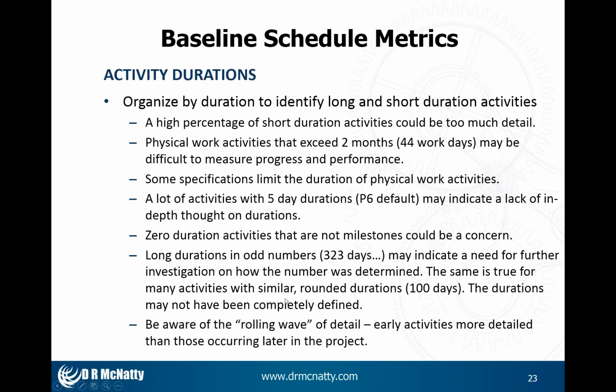The same thing when I see I've got a bunch of activities that have 100 days. Well, is that just a swag number that's going to change in the future? How did this get defined? I want to ask that question. Also, be aware of the rolling wave where the first 6 months of activities in the schedule are very detailed, but the next 18 months is not very detailed.